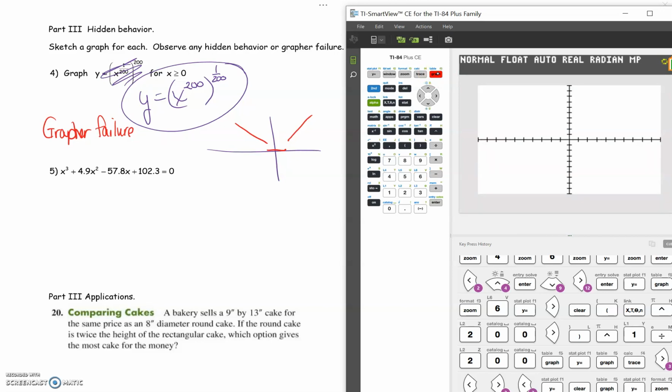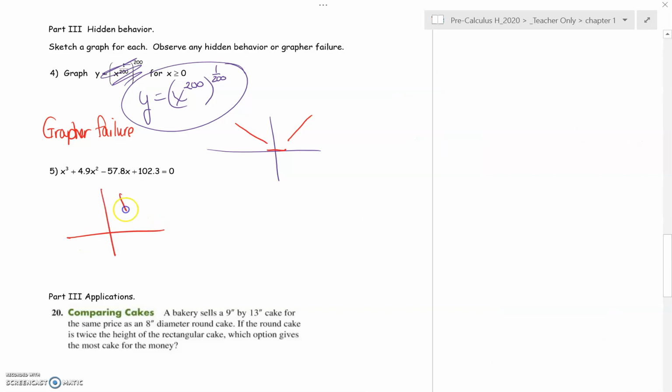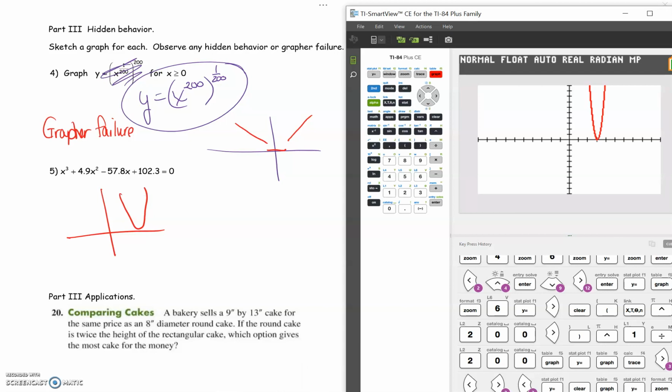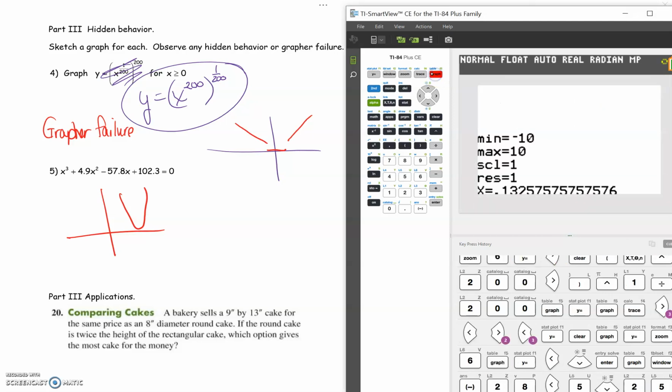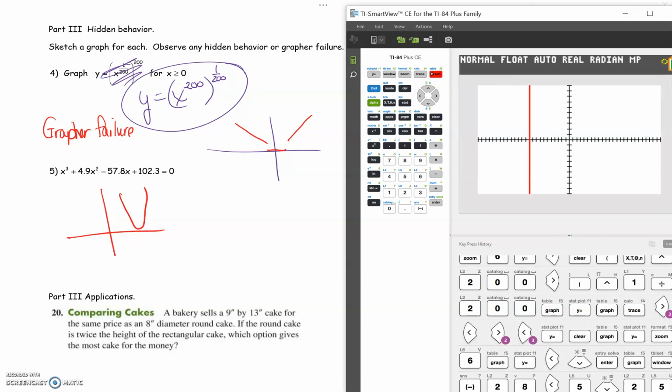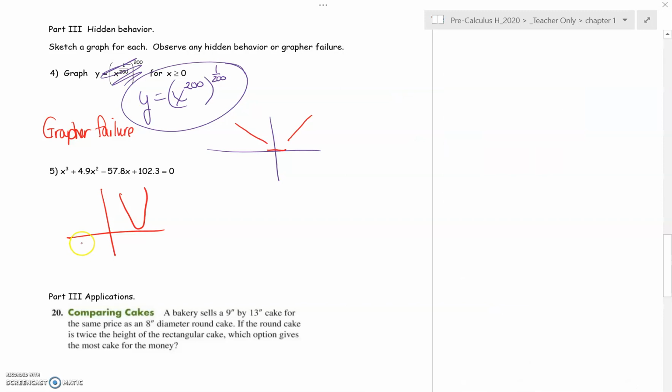So take a look at number 5, and you think, well, this is a cubic. I certainly wasn't expecting it to look like a quadratic. So then you wonder, do I just have a bad window? Go ahead and try to adjust the window to see if there is more to this graph than it seems. I made the x-axis from -25 to 25, and if you can see, there is actually more to this graph than we originally thought.